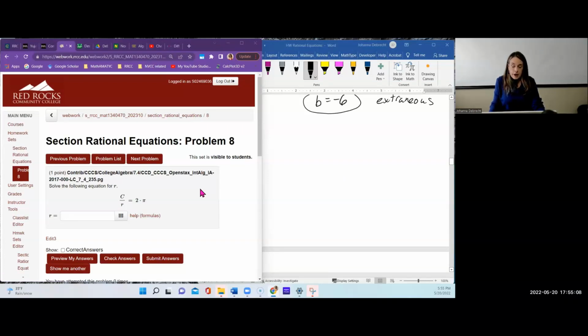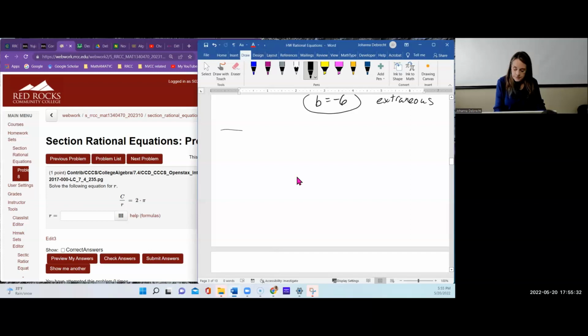Problem 8 is not like one of the ones we've seen before. We have 2 variables present, c and r, but it's telling us it wants us to solve for r. This is a rational equation where we need to isolate r. Note that this also means that r cannot be 0 because it starts in the denominator. Let's solve this problem for r.